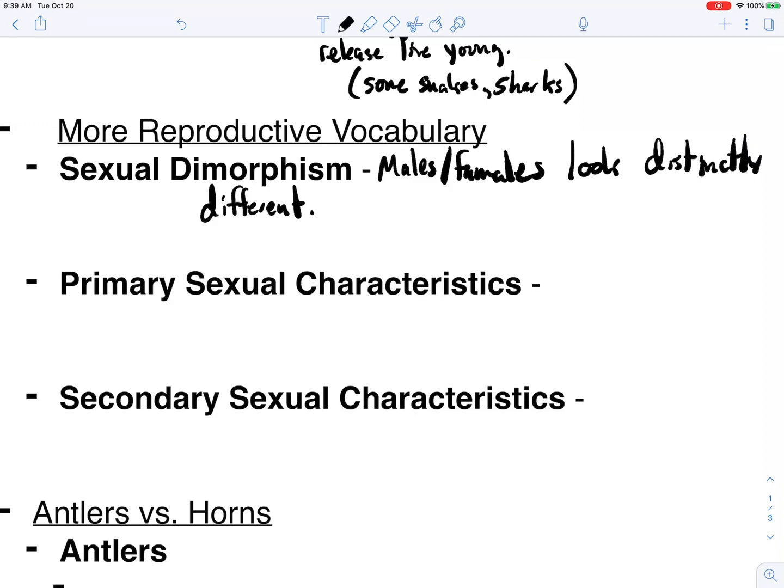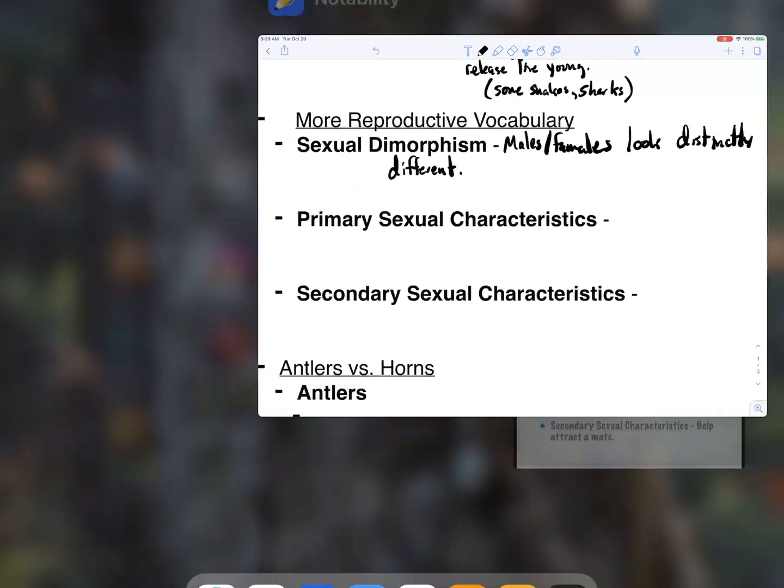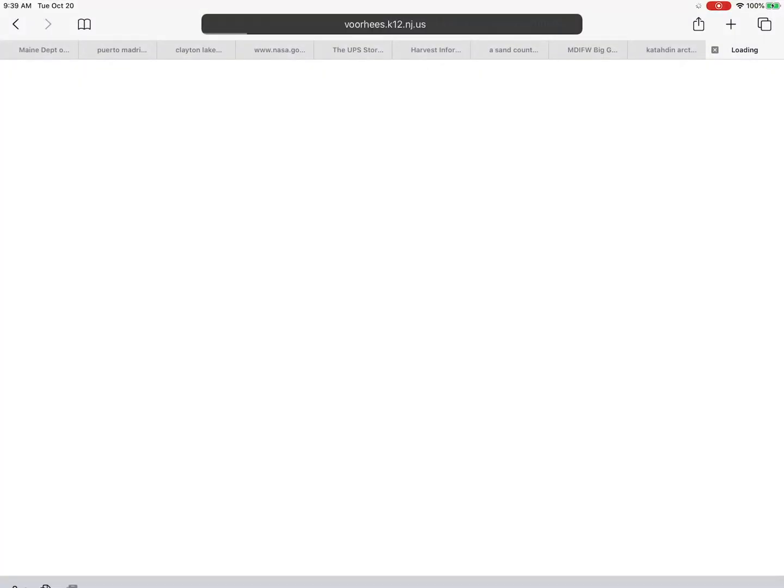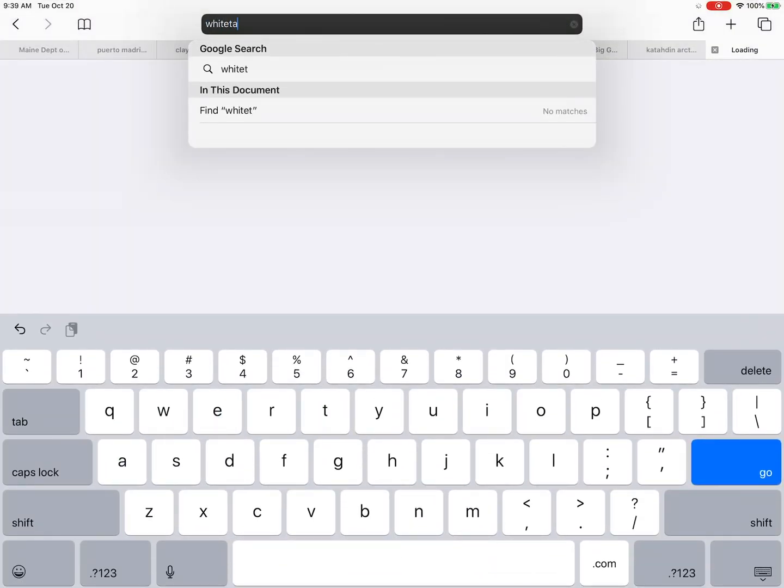We think of a lot of songbirds like cardinals that are absolutely sexually dimorphic. A lot of ducks like mallard ducks and things like that will be sexually dimorphic. But a lot of mammals are sexually dimorphic as well. The classic one being, if we look up white-tailed deer, right?